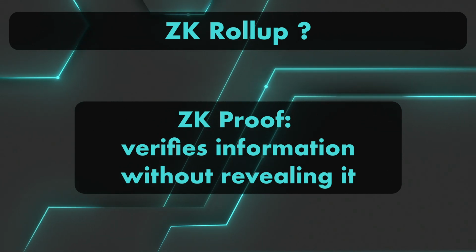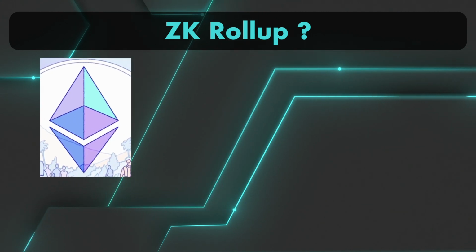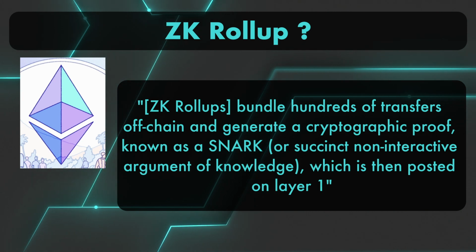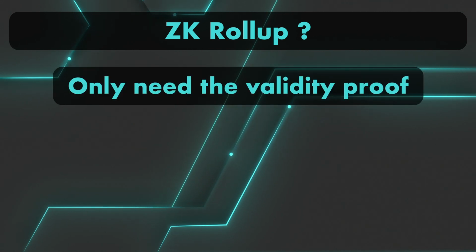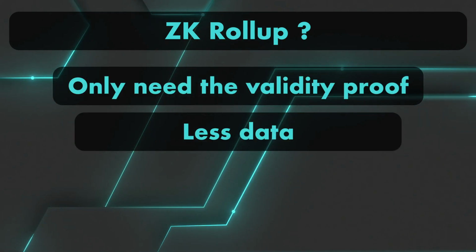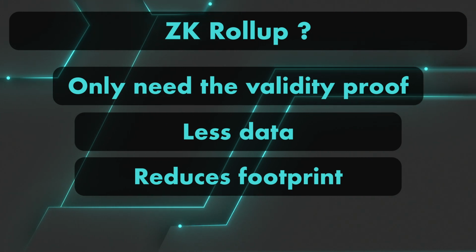And therefore, zk rollups, as Ethereum.org puts it, bundle hundreds of transfers off-chain and generate a cryptographic proof known as SNARK, or succinct non-interactive argument of knowledge, which is then posted on layer 1. In other words, zk rollups only need the validity proof instead of all the transaction data. Hence, it contains less data, which reduces the footprint, which allows for more scalability.